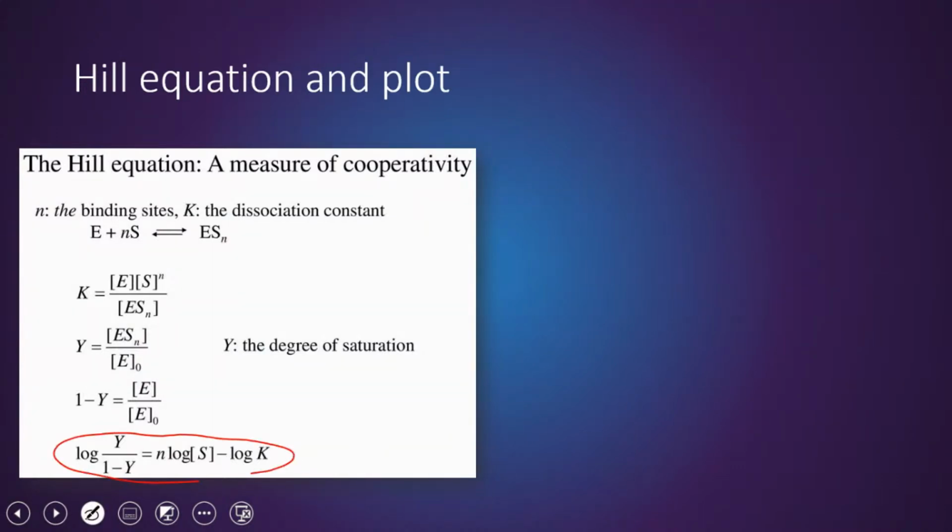This is what I was talking about. Log y divided by 1 minus y. What is this? That's what I mentioned. It is the slope. And what is this? Log s, what you take in the x-axis.